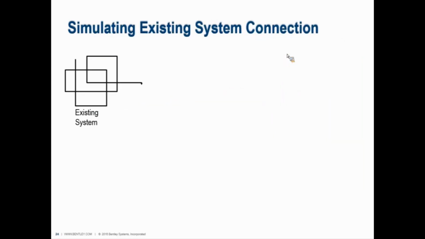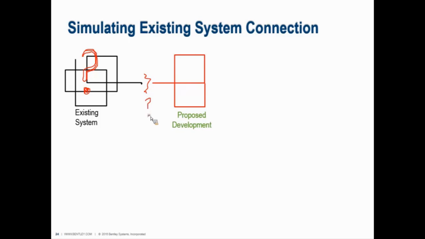So if you are ever trying to simulate a connection to an existing system, but you do not know all of the controls, you do not know all of the demands, all the pump curves, it is all a mystery to you what's going on in this system, okay? If you're ever trying to do that, this applies to you. You have some proposed development, something that you're trying to design out here, and there's a decision point here. How do you model the existing system without having the existing system?